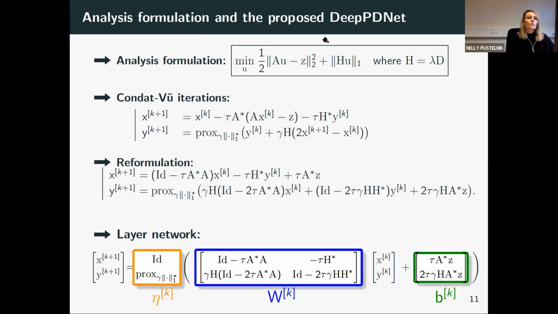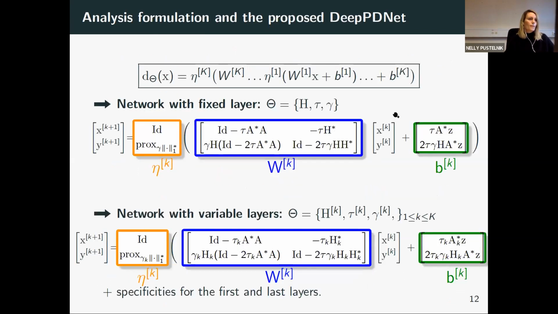I just would like to focus on something here. You see that H now is lambda D, which means that in our network, the regularization parameter is mixed with the dictionary. So the network we first designed is the following. We have a standard network where the parameters to learn are H, tau, and gamma, which means the step sizes of the algorithm, tau and gamma, and H, which is the dictionary in our minimization problem, times the regularization parameter.